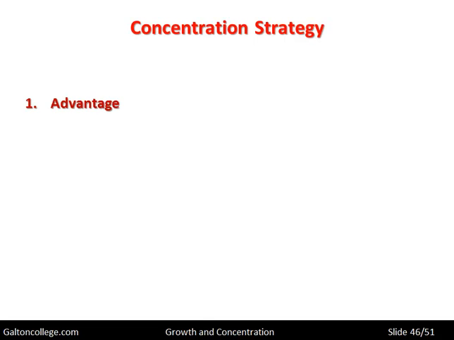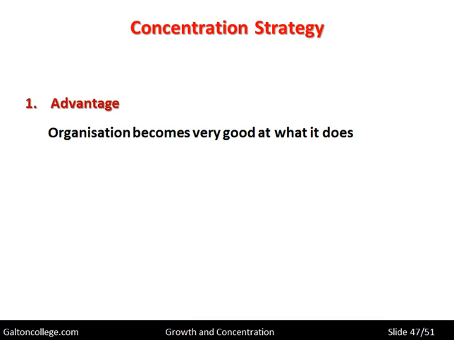The advantages of a concentration strategy. Well, the organization becomes very good at what it does. So it gains advantage by learning by doing. It becomes adept at production, very efficient at production. It makes more of the product, it has a greater throughput, so it gains all sorts of efficiencies in terms of utilization of machinery, the throughput, the turnover of stock in the stores. So it benefits in many ways. The organization can become very good at what it does.